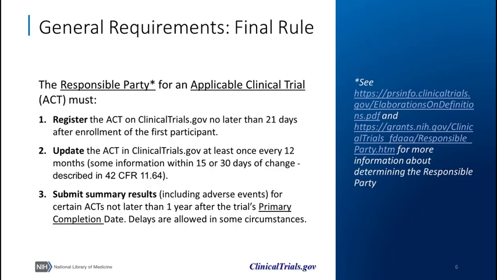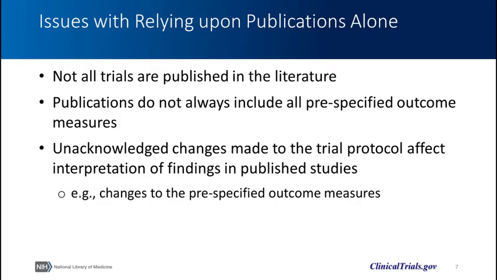Finally, the final rule stipulates that summary results, including adverse events, be submitted no later than 1 year after the trial's primary completion date, though delays are allowed in some circumstances. Access the noted links for more information about how to determine the responsible party for a trial. Apart from the noted requirements for reporting to clinicaltrials.gov, there are practical reasons for sharing information through this mechanism.